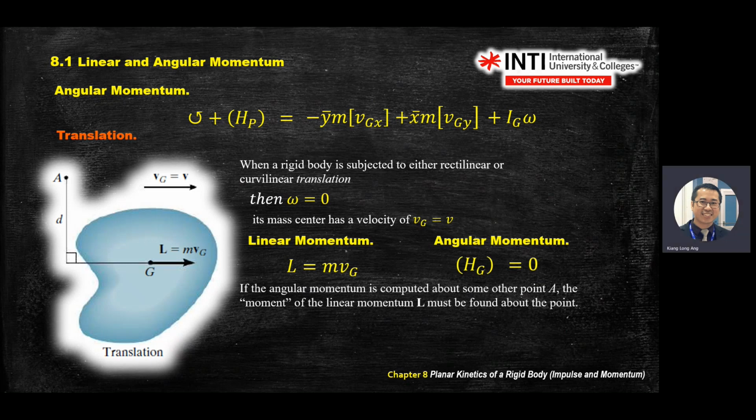Okay, so linear momentum is the one that you learned in your statics. Linear momentum is mv. But when you come to angular momentum, you need to use this equation. But in this case, because it moves in a straight line, you don't have rotation, so omega is 0. Then why is this one 0? Because your y bar, x bar is 0. Your y bar, x bar is exactly on the G point, the center of mass. So the y bar, x bar is 0.